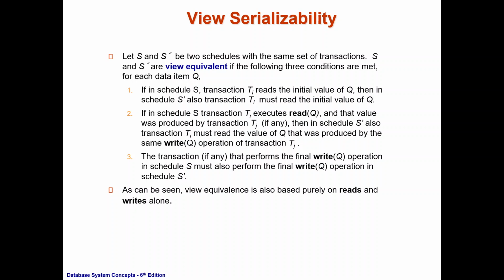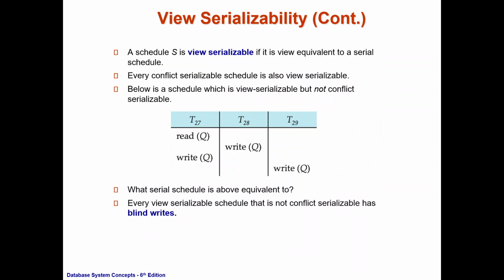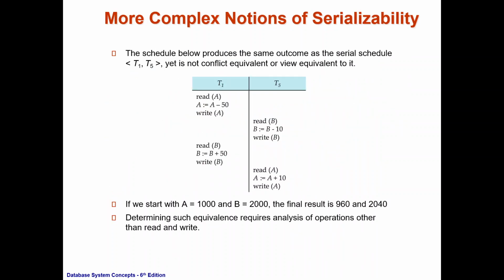Third one, the transaction that performs the final write of Q in schedule S must also perform the final write of Q in schedule S dash. Okay. So if these three conditions are satisfied, then we call it view serializability. Right. So it is the same thing, a more complex notion of serializability. It is written here. You can check it with all the things.